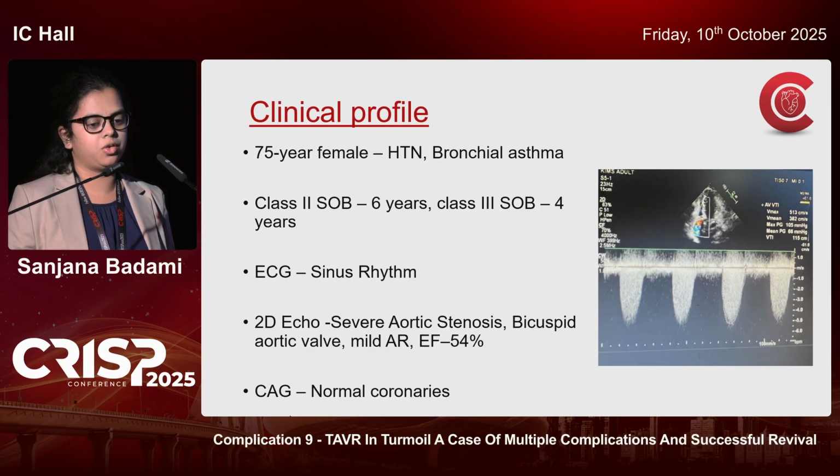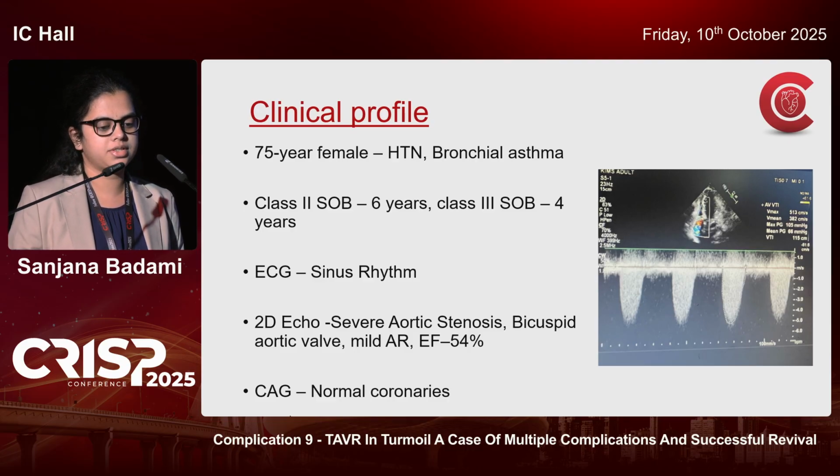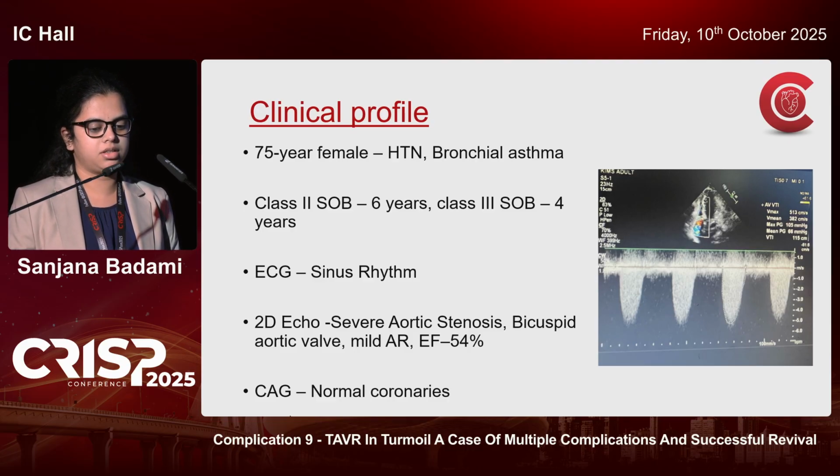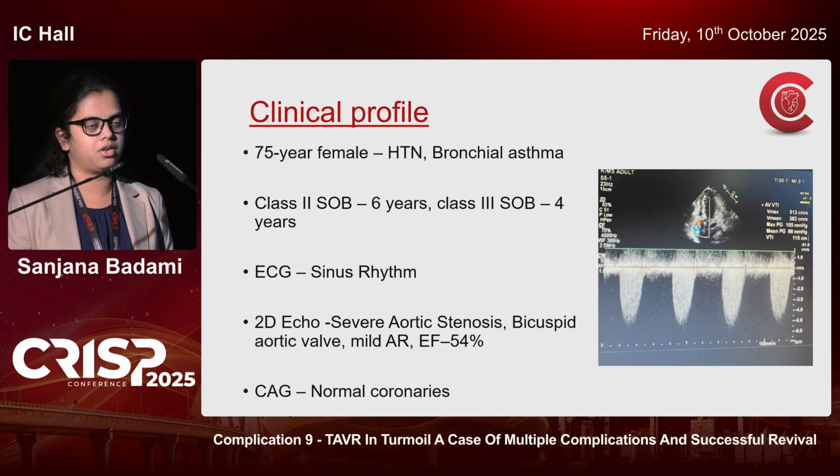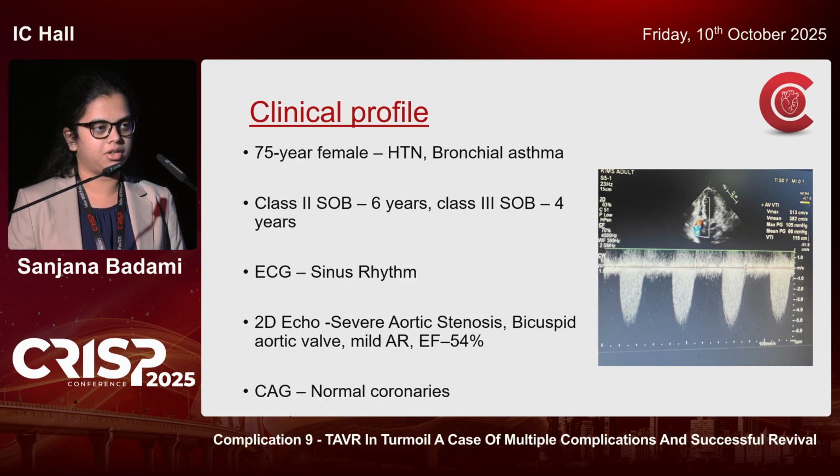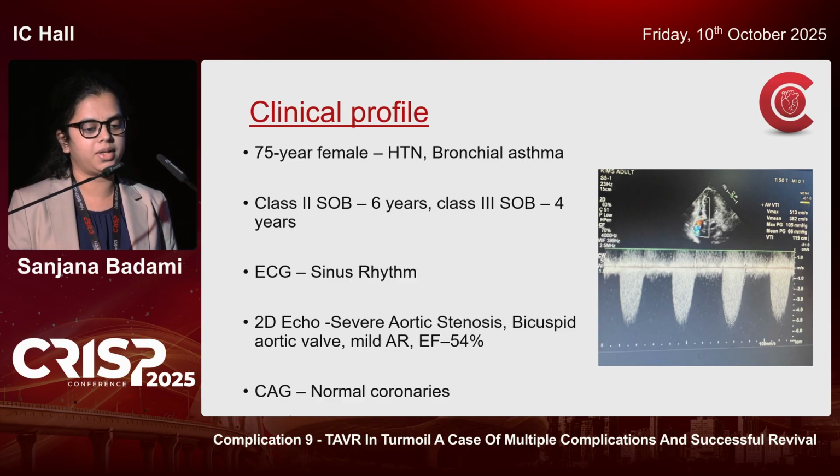Our patient is a 75-year-old female with comorbidities of hypertension and bronchial asthma. She presented with class 3 dyspnea for 4 years. ECG showed normal sinus rhythm. On echo, there was severe aortic stenosis, bicuspid aortic valve with gradients of 105/68 with preserved EF. CAG showed normal coronaries. Considering her age and comorbidities, we planned for transcatheter aortic valve replacement.